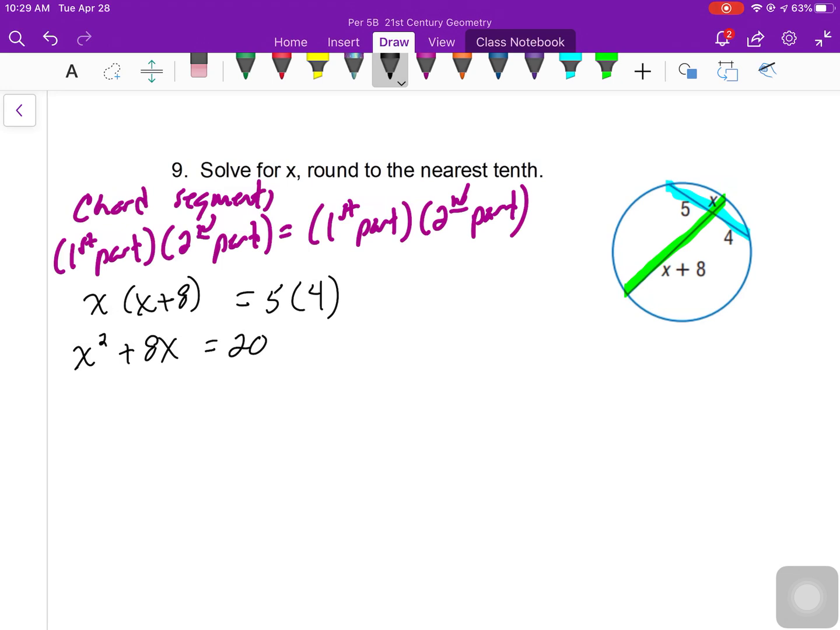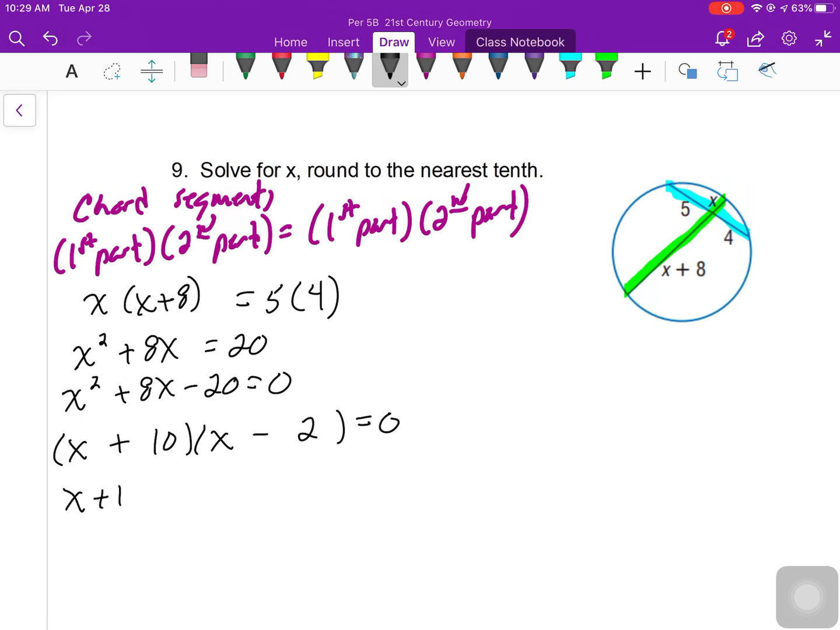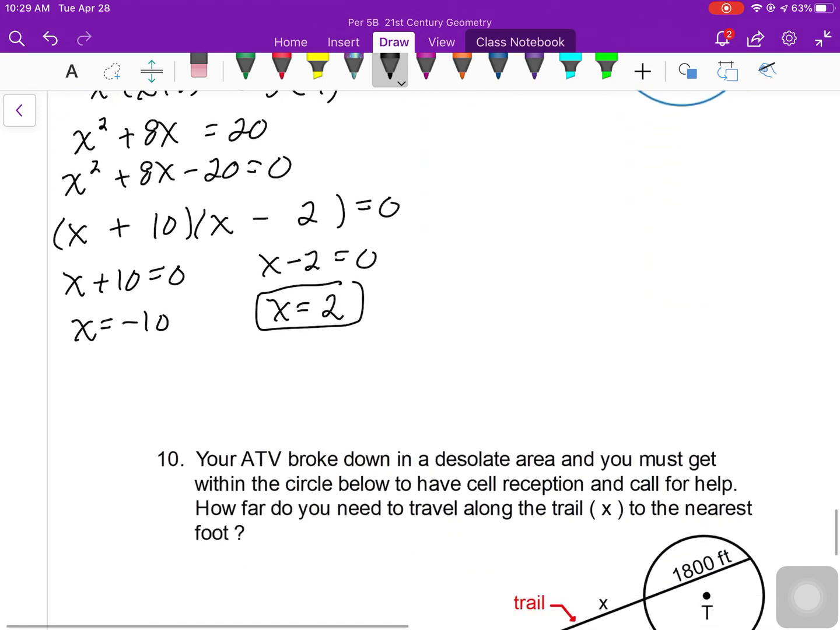Now comes the algebra. X squared plus 8x equals 20. Subtracting 20, x squared plus 8x minus 20 equals 0. This time we can factor. Factoring is usually quicker than the quadratic formula. I'll have to use 10 and 2. Positive with the 10, negative with the 2. Setting each equal to 0, I end up with x equals negative 10 and x equals positive 2. In this particular problem, only the 2 will work. So you must box that.